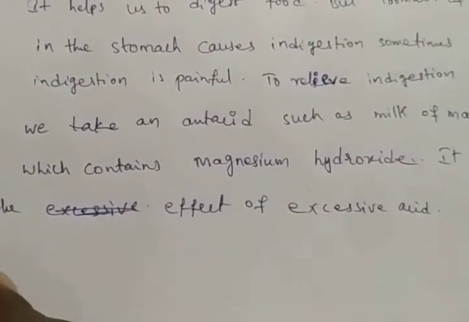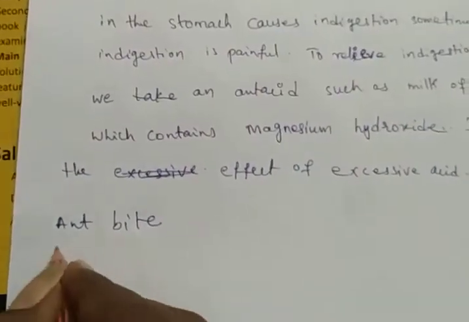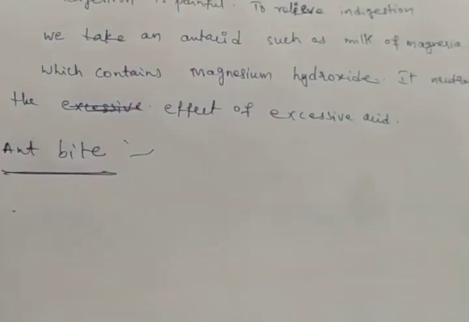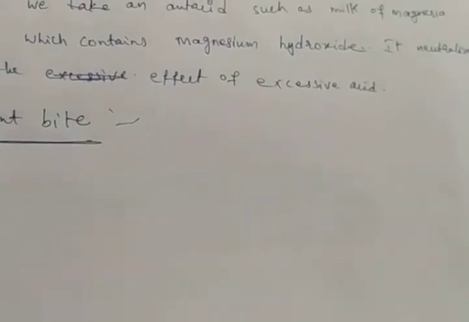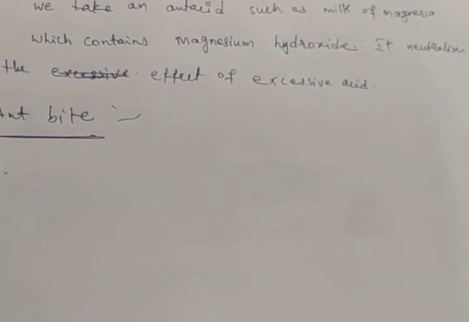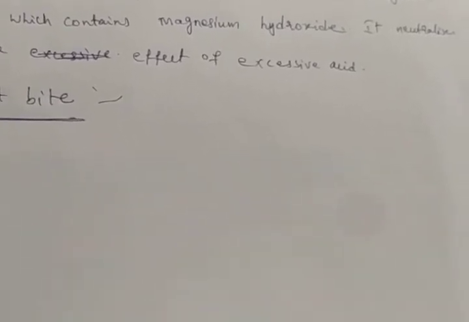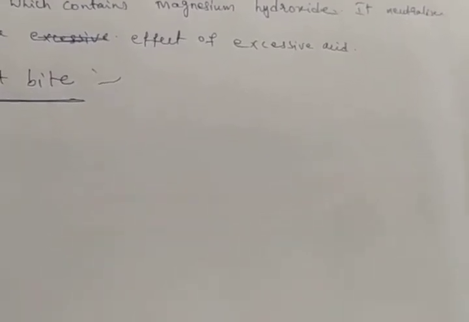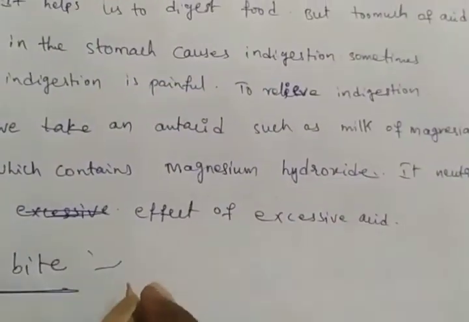Okay, second one, ant bite. When an ant bites, it injects acid into our body. Which acid? That is formic acid. The effect of the acid can be neutralized by rubbing moist baking soda. Baking soda means sodium hydrogen carbonate, or calamine solution, which contains zinc carbonate.